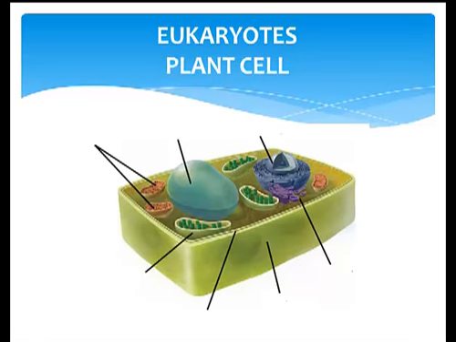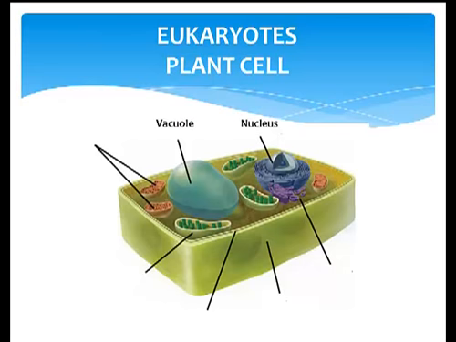So let's talk now about the plant cell in eukaryotic cells. Of course, we have the nucleus, which is often the largest organelle in a plant cell. It is enclosed by a double membrane called the nuclear envelope, and the nucleus serves to protect the DNA information.